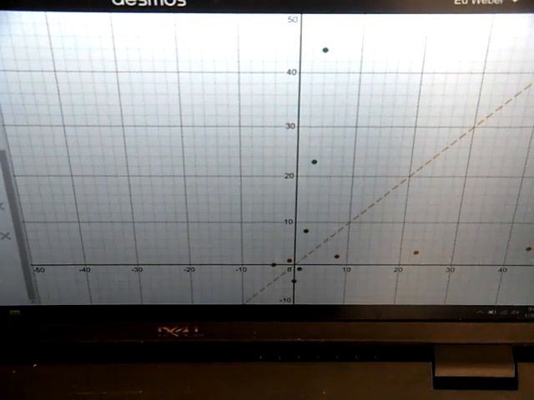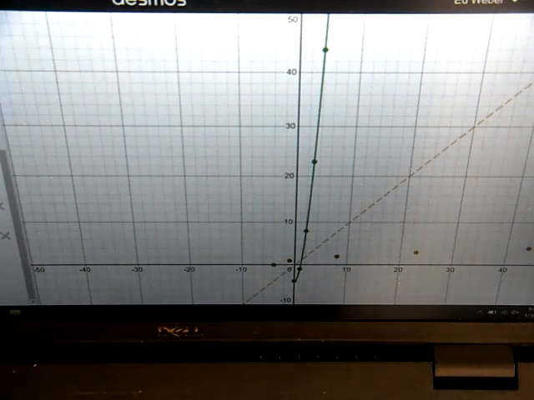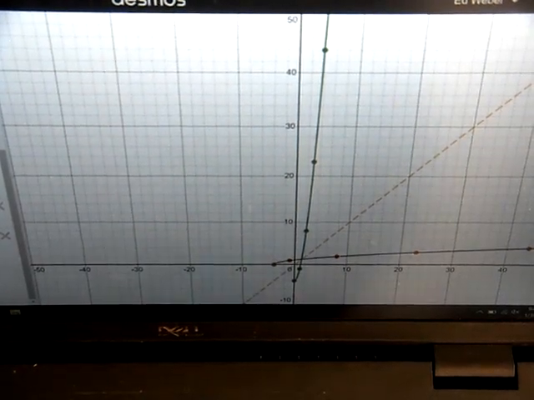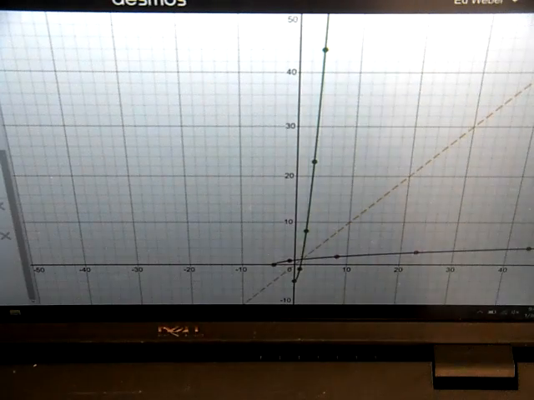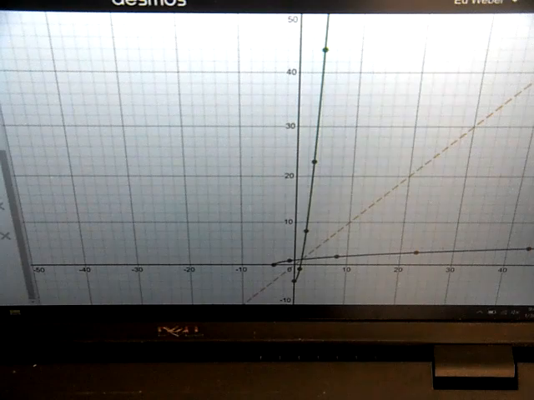And we can connect those dots. I don't think I did that on the other picture. And we can connect those dots. And now we have two functions that are inverses of each other.